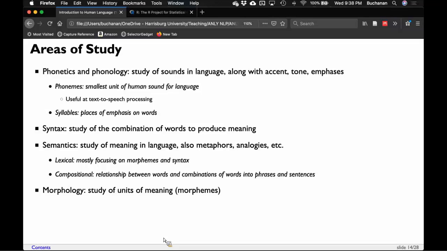And then morphology, which is the study of the morphemes, the units of meaning in a word. And I recently watched the father of morphology basically get up and say morphemes are not a thing, and I think my brain just exploded and I haven't really recovered.